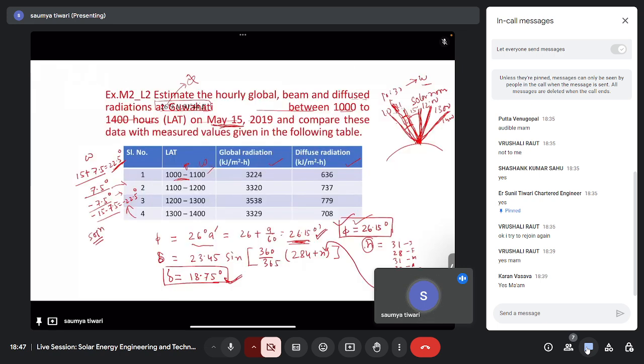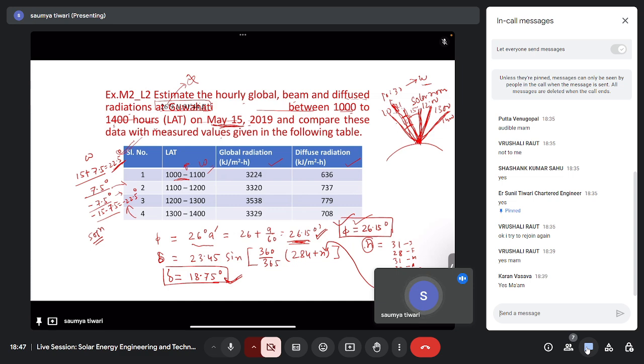The question was: estimate the hourly global, beam and diffuse radiation at Guwahati, whose latitude and longitude were given, between 10 to 14 hours on May 15, 2019, and compare this data with the measured values given in the following table. So, what things are given in the question?